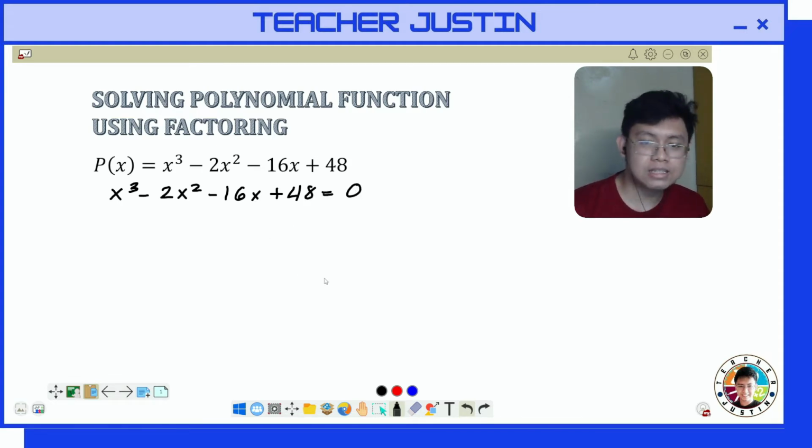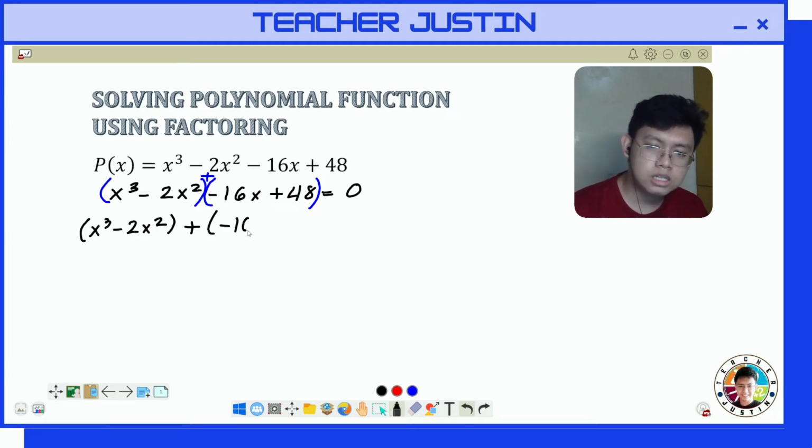Okay, next. Our next step is to apply factoring by grouping. So we will group our first and second term, and then third and fourth term, placing the addition symbol to separate our first and second group. So let's rewrite this. This will give us x raised to 3 minus 2x squared as our first group plus negative 16x plus 48 is equal to 0.